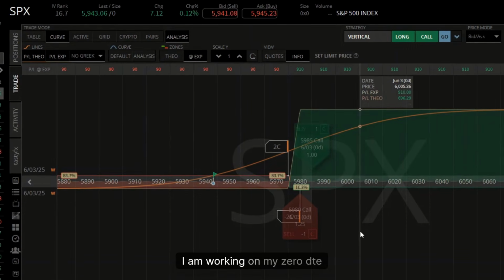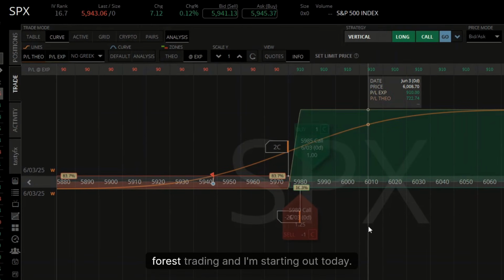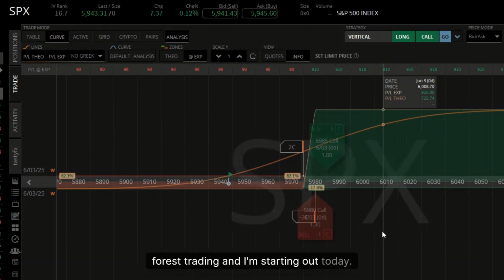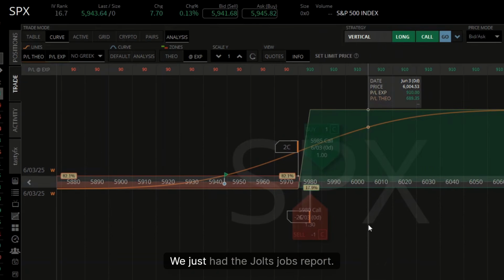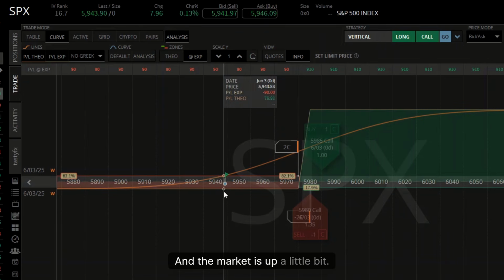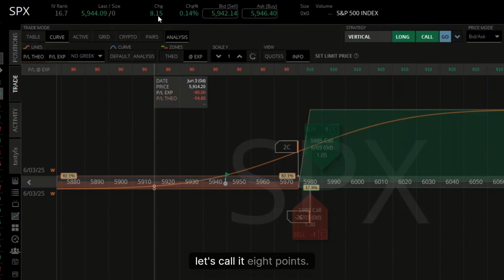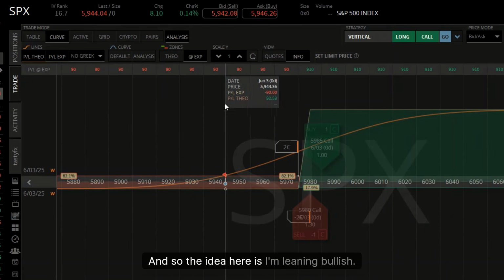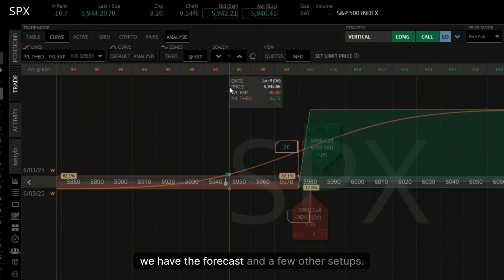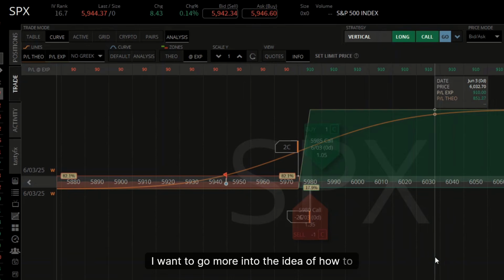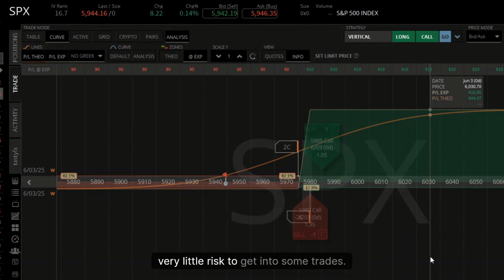All right, I am working on my 0DTE forest trading and I'm starting out today. The market just opened. We just had the JOLTS jobs report, so I was letting the opening news play out and the market is up a little bit. We can see we're up, let's call it 8 points, and the idea here is I'm leaning bullish. We have the forecast and a few other setups. I don't want to go into the technical stuff of why I'm bullish. I want to go more into the idea of how to use very little risk to get into some trades.